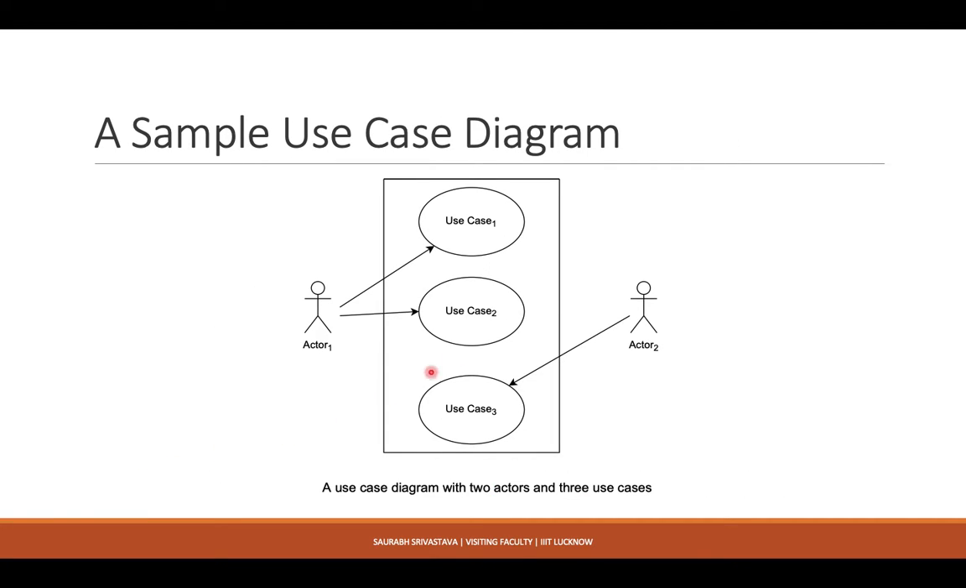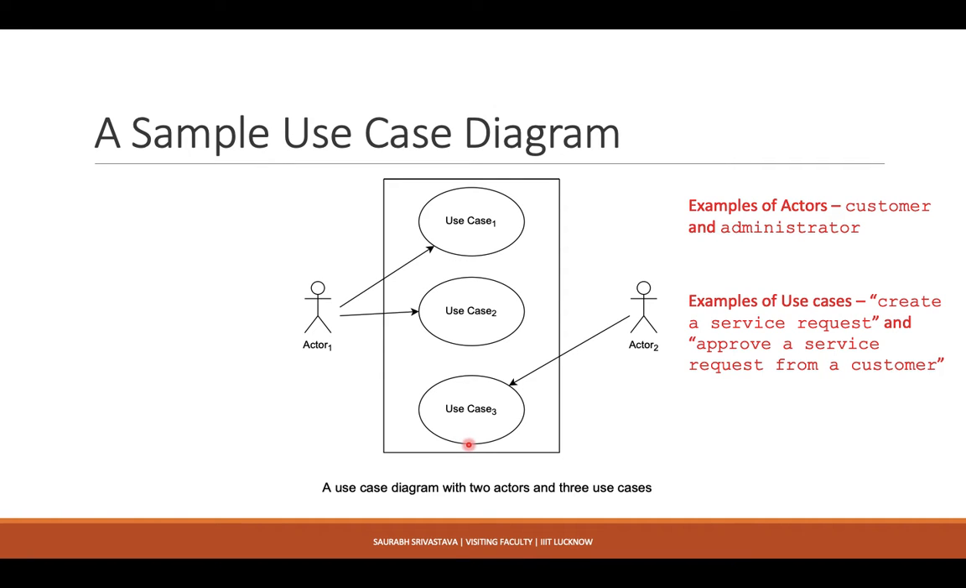So a simple way to show this is something like this. Let us say you have two actors and you have three use cases. In a use case diagram, you just link them to the different use cases which are applicable for them. Two examples of actors could be customers and administrators. So if you are building a web portal, maybe users and administrators are at least the two kinds of actors that will be involved in your system.